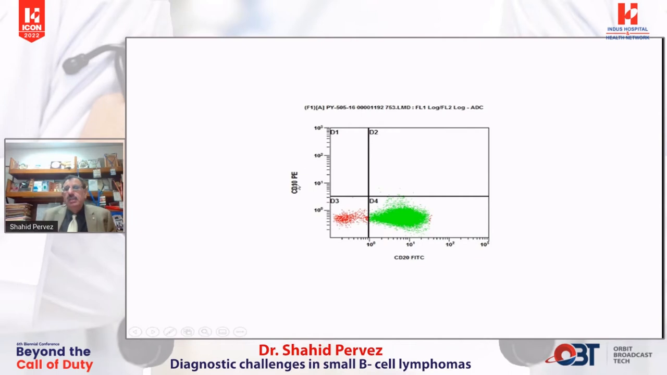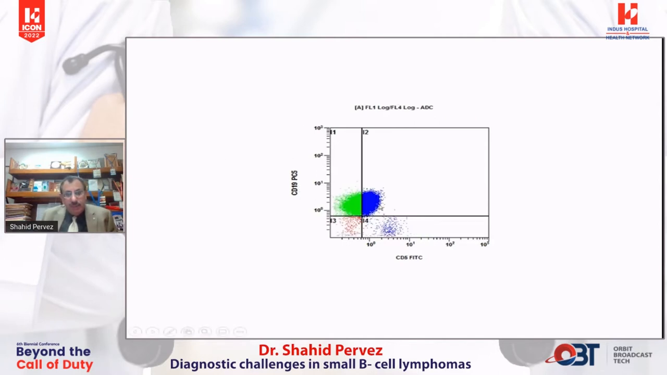CD10 is important because another small cell lymphoma, which may shed into the blood, is a follicular lymphoma. And follicular lymphomas are CD10 positive, right? So CD10 negative, CD20 positive.